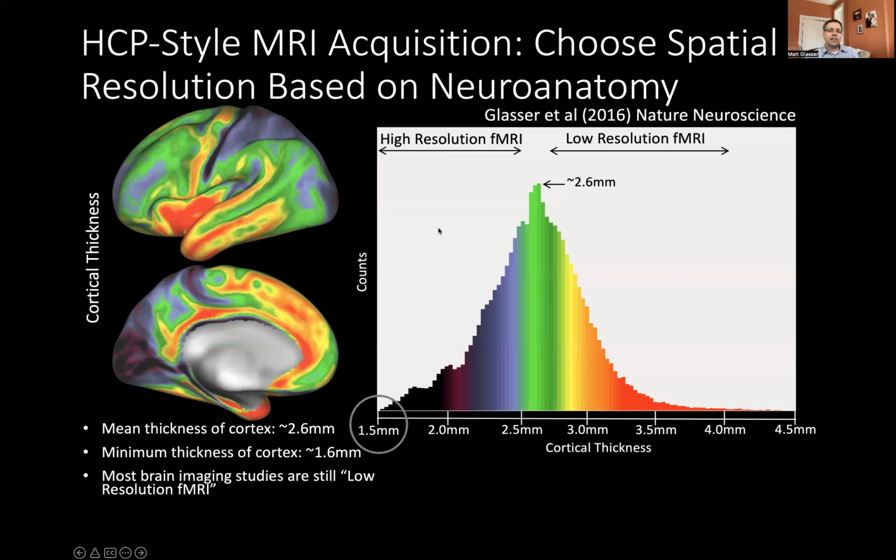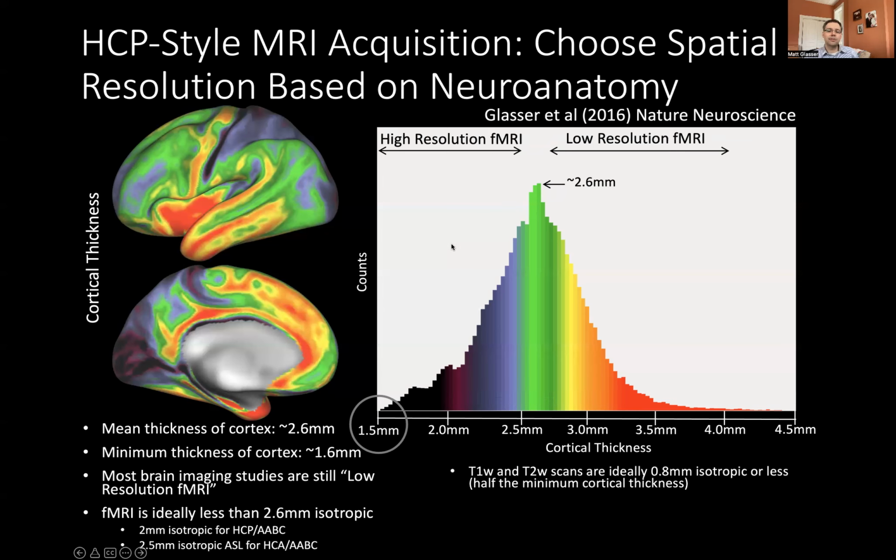Most brain imaging studies are still low resolution fMRI, but that's changing. Ideally, we want to have a resolution better than mean cortical thickness so that we can accurately represent what's going on. In the Human Connectome Project and Adult Aging Brain Connectome Project, or AABC, we had 2 millimeter isotropic resolution for fMRI. For arterial spin labeling, or ASL data, we were at 2.5 millimeter isotropic resolution.